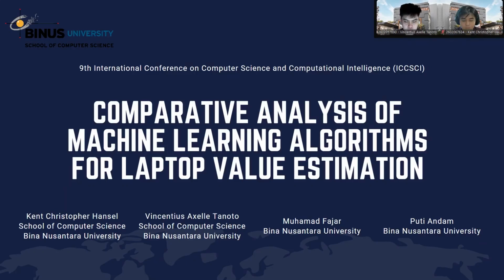My name is Vincentius Axelle Tanoto from the School of Computer Science, Bina Nusantara University, along with Ken Christopher Hansel, also from the School of Computer Science, Bina Nusantara University. Muhamad Fajar and Putri Andam are our supervising lecturers for this research project.